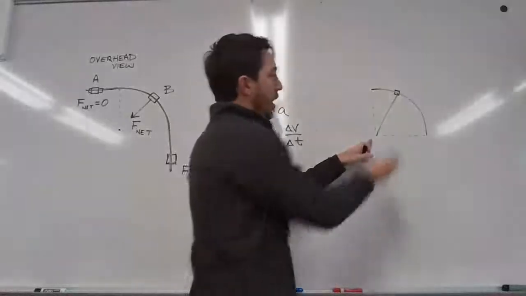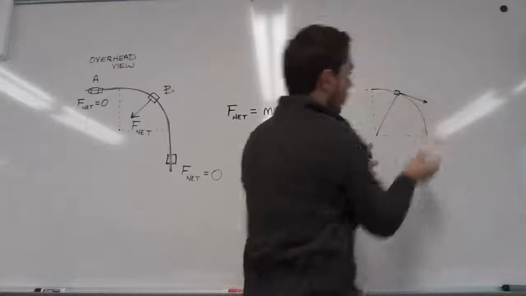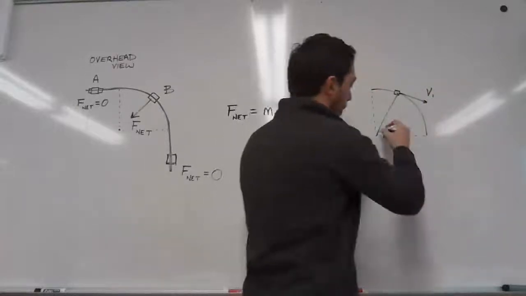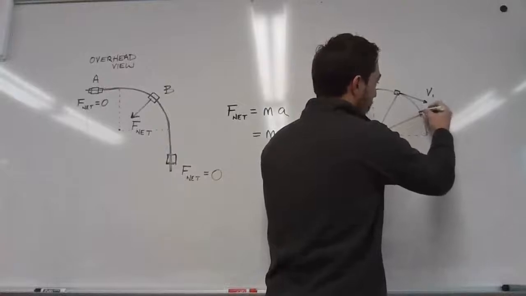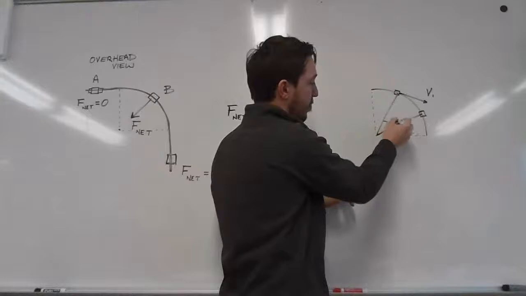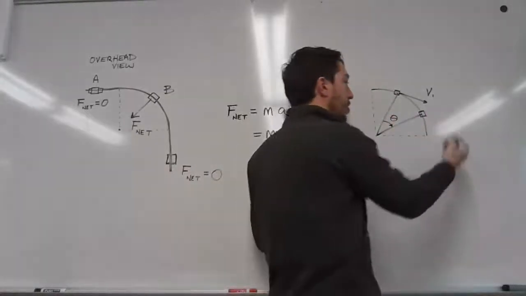And I've got a velocity vector. Call this V1. Now, a moment later, I will have traveled some distance along the arc. I would have traveled some angle theta. And now where does my velocity vector point?